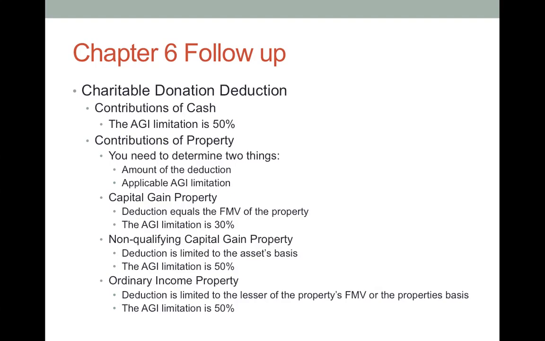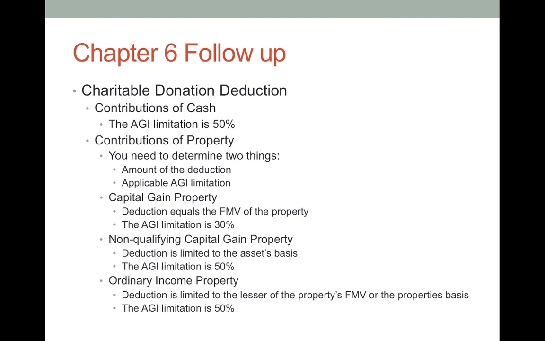So if you have a piece of artwork, it's appreciated in value, it's worth more than what you bought it for, and you donate it to an organization that's just going to turn around and sell it, then your deduction is going to be limited to the basis of that property. Okay, you would not want to do that. That would be kind of poor tax planning, in my opinion. If you're going to donate capital gain property, you want to make sure you get the fair market value deduction for it. Okay, so that's something to think about.